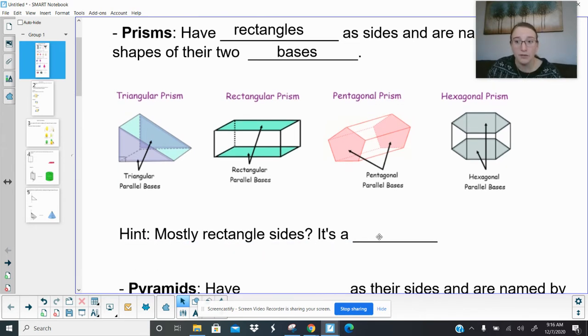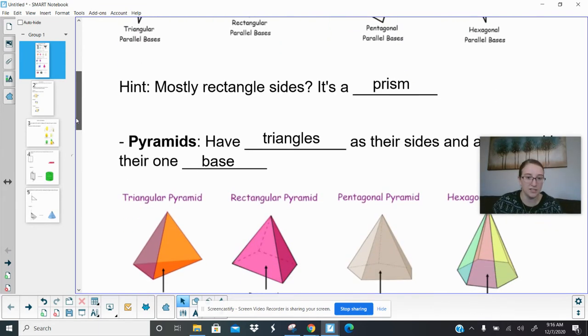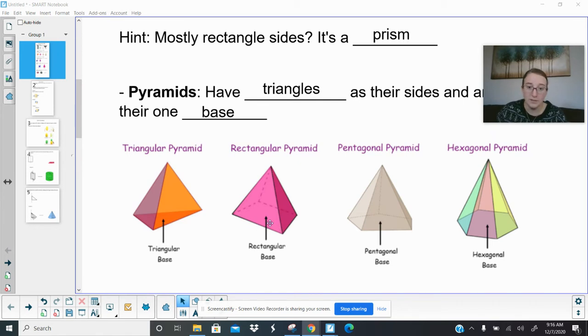If it's mostly made up of rectangles as its sides, it's a prism. Little hint there. Hey, this is mostly rectangles. It's a prism. Now we also have what's called a pyramid though. So a pyramid, they actually have triangles as their sides. Obviously we've seen the Great Pyramids before. They have those triangles coming up to a point, and they are named by their one base. So the difference here is that they all only have one base. This is a triangular base, so this is a triangular pyramid. This is like the Great Pyramids. They have a rectangle as their base. We have a pentagonal pyramid and a hexagonal pyramid.